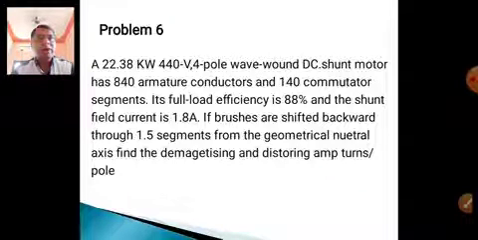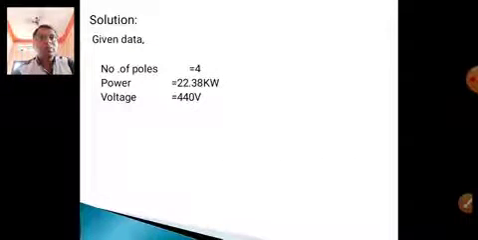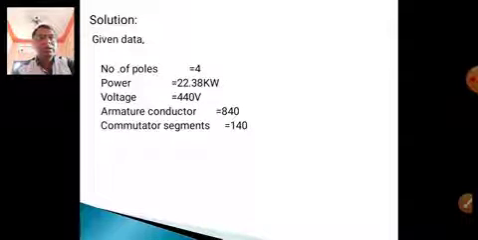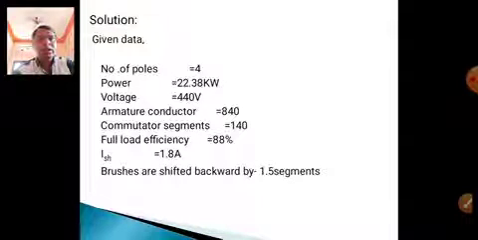Brushes are shifted backward through 1.5 segments from the geometrical neutral. So the given data is number of poles P equal to 4, power equal to 22.38 kilowatts, and the voltage is equal to 440. Armature conductors is 840. The commutator segments is 140. Full load efficiency is 88%, and the shunt field current is 1.8 amps. So brushes are shifted by 1.5 segments.